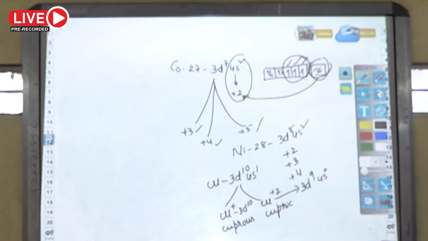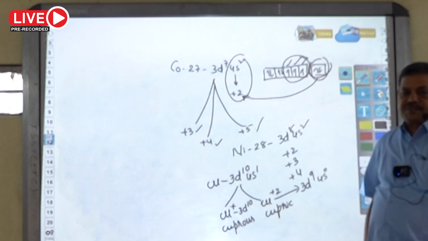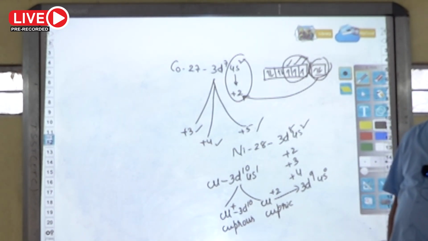Now, generally, if you ask which state of copper is more stable, mostly students answer cuprous is more stable, because d10 fully filled orbitals and fully filled configuration always gives stability. But between cuprous and cupric, cupric state is more stable than cuprous state because of greater hydration energy. Cupric ion is more stabilized in the form of salts or in aqueous medium.